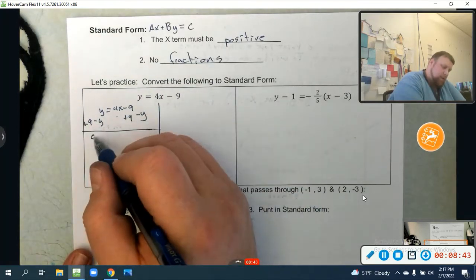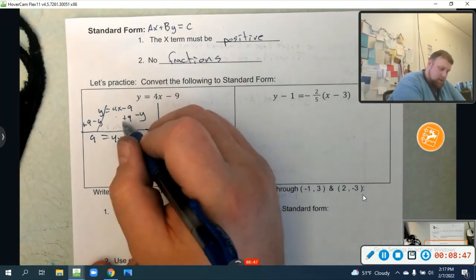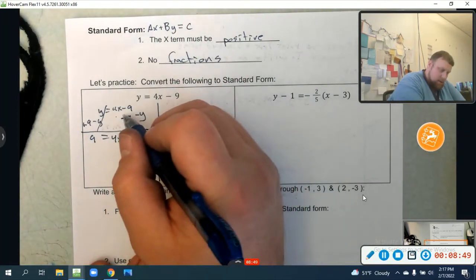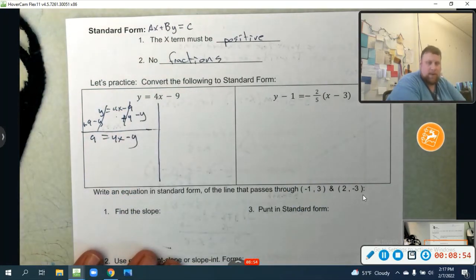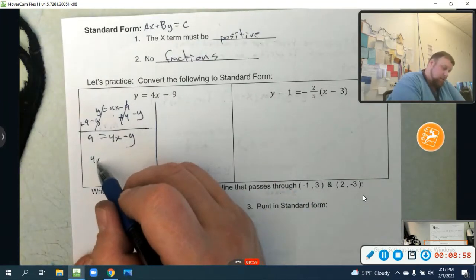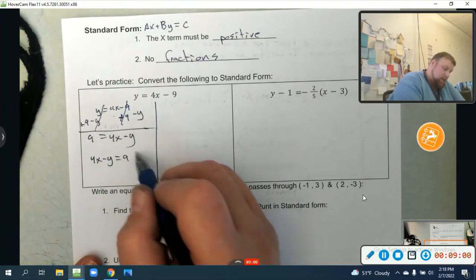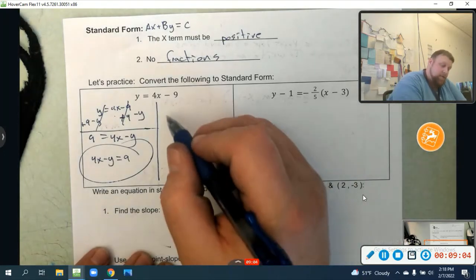And I end up with 9 equals 4x minus y. Right? So those cancel out. And because I want them flipped on the other side, I'm just going to do that. 4x minus y equals 9. And we're done.